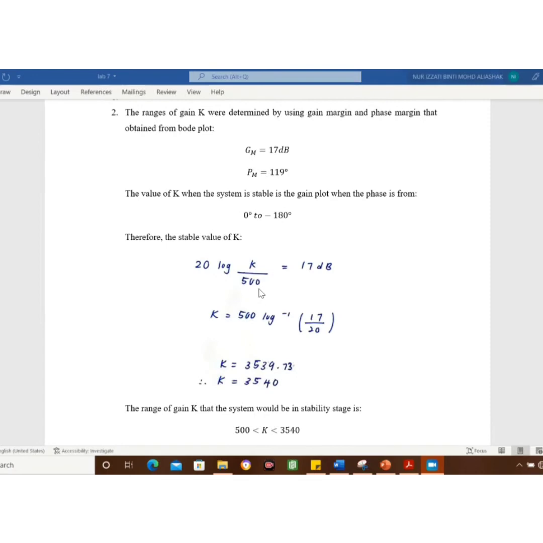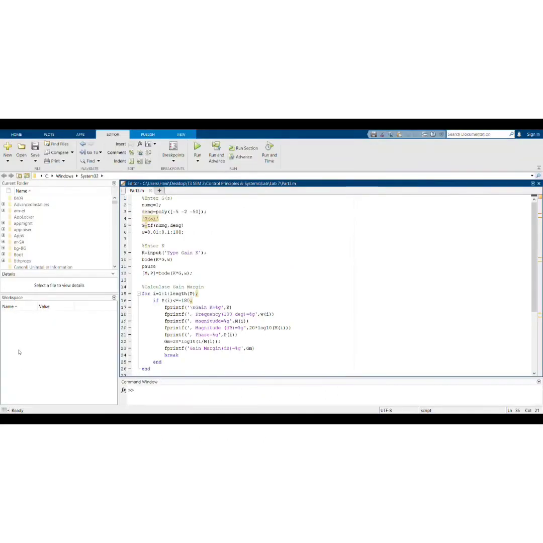Therefore, to obtain the stable value of K, first we use the formula 20 log K over 500 equal to the gain margin, which is 17 dB. And then we rearrange the equation, which we get K is equal to 500 times 10 to the power of 17 over 20. And then we get the value of K is equal to 3540. The range of gain K for the system to be in stable stage is K greater than 500 but smaller than 3540.